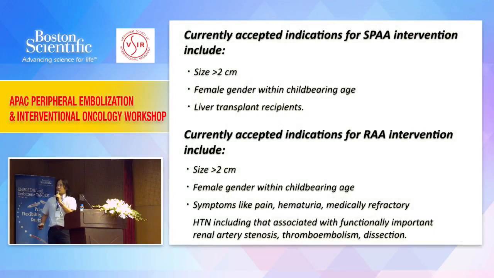Next, splenic artery aneurysm. Usually the indication is a size of more than 2 centimeters, and female gender within the childbearing age, because during pregnancy the aneurysm gets bigger and the risk of rupture increases. And also liver transplant recipients. And the renal artery aneurysm: the size is more than 2 centimeters, and also female gender with childbearing age, and aneurysm with symptoms.